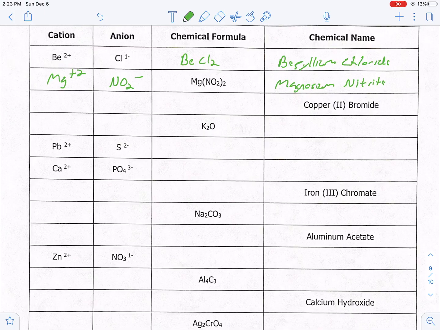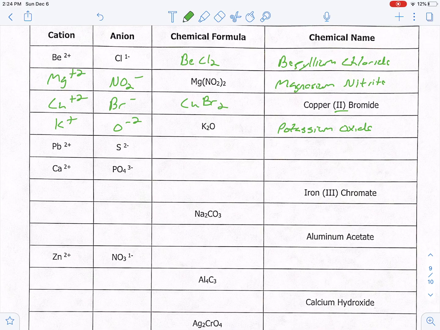Okay, copper 2 bromide. Bromine has a charge of -1. Copper is Cu, and that 2 right there tells me the charge, so that's +2. I can tell that's not balanced, so I'm going to do my crisscross. I only need 1 copper, but I need 2 bromines, so CuBr2. All right, next one. Oxygen has a charge of -2. K has a charge of +1. You could just look on the periodic table for that. This would just be potassium oxide.